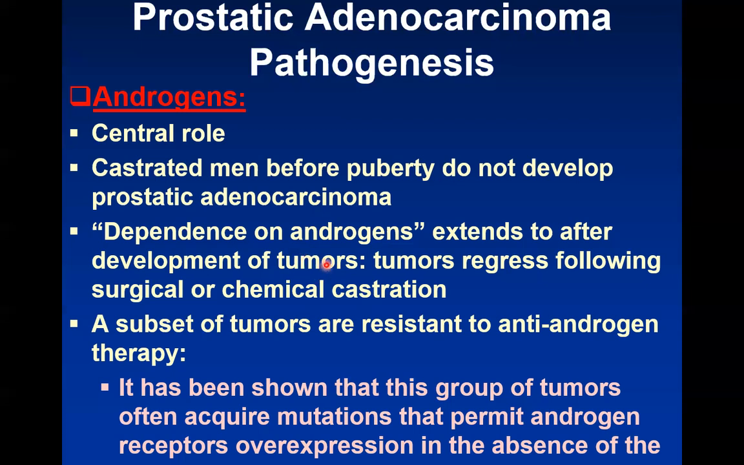All right, now as you know, science is always give and take. A group of scientists came and said that there is a subset of tumors that are resistant to anti-androgen therapy. By saying this, they were saying that it's not really the full story that these tumors are androgen dependent. Well, it turned out that the men who have these tumors have the receptors of the androgen mutated.